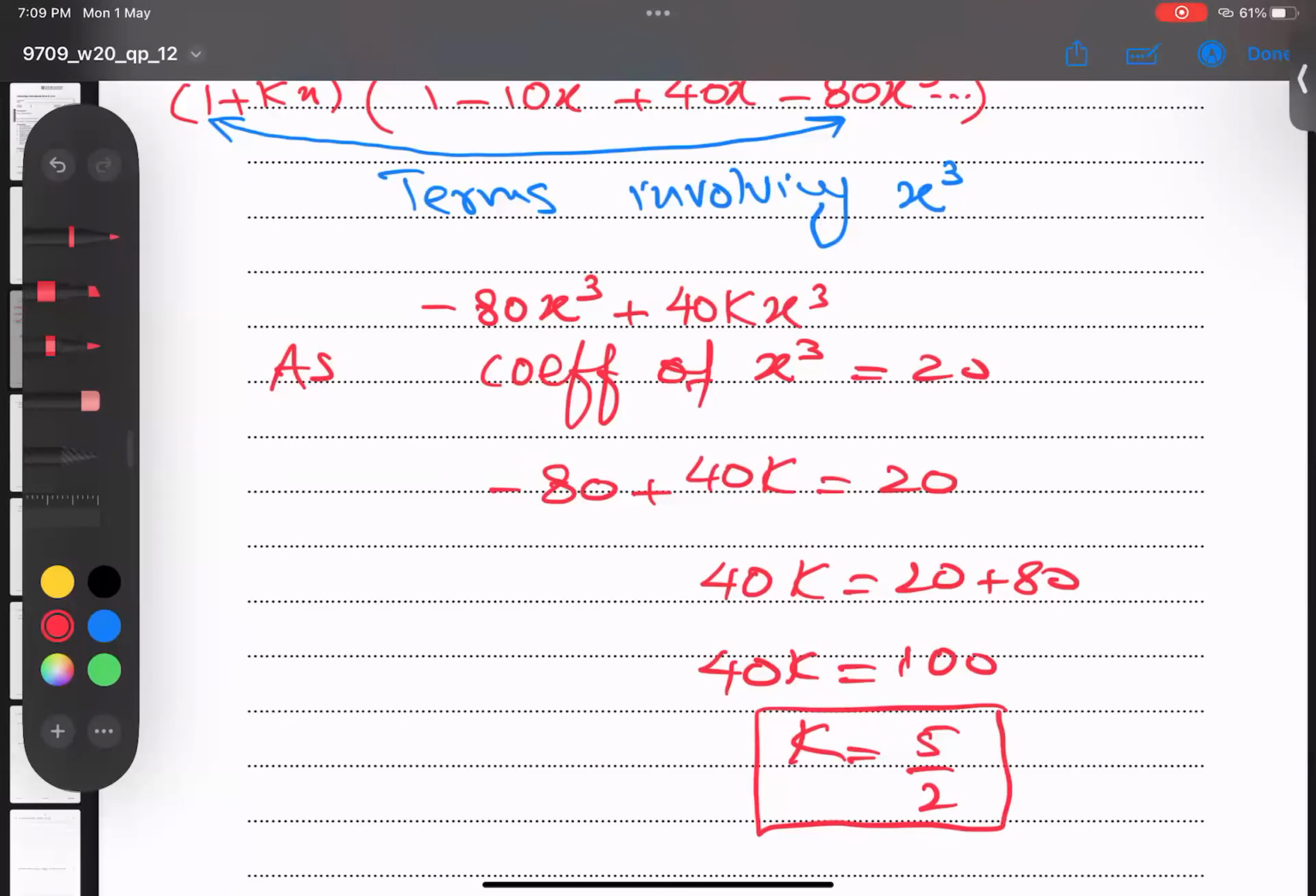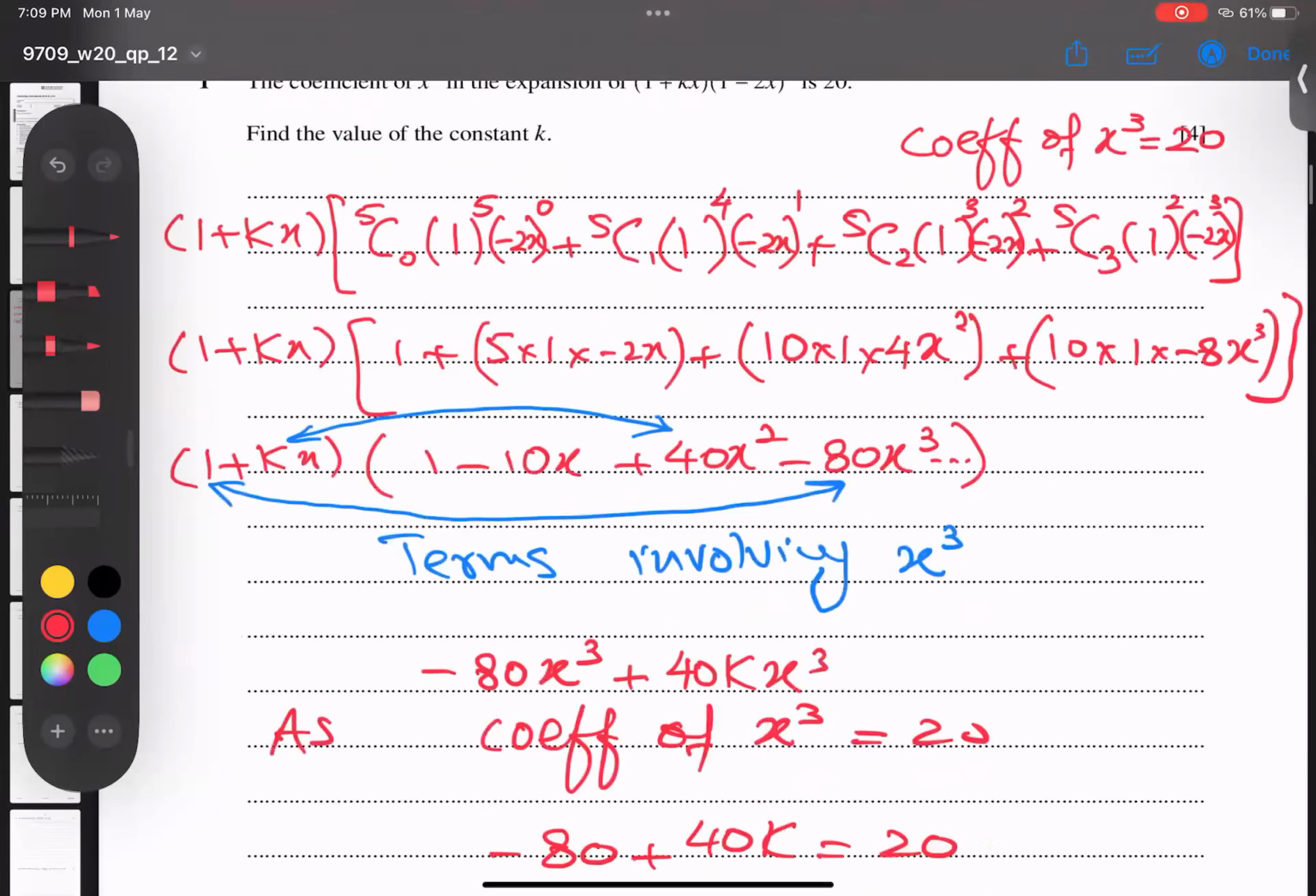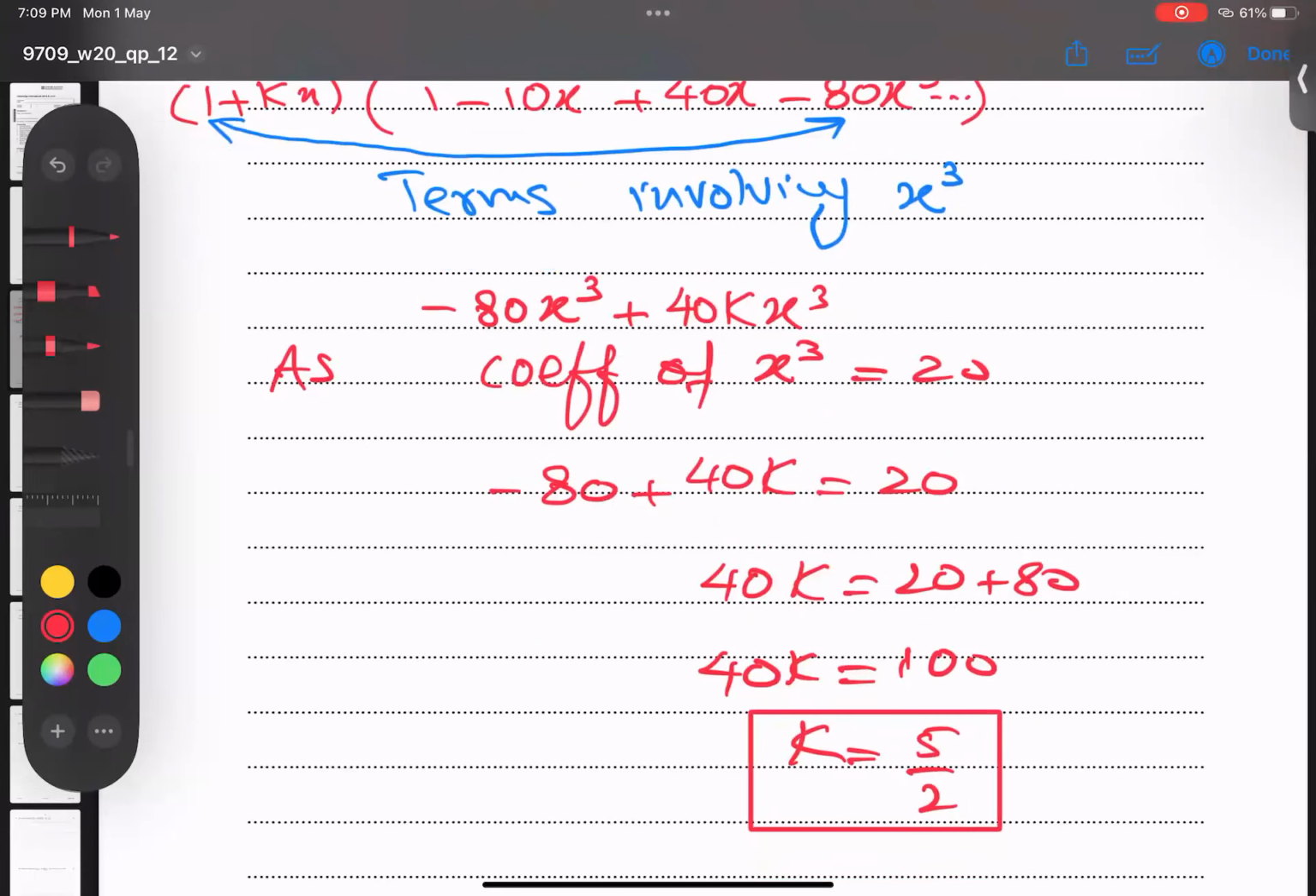So I hope this part is clear. And k is what he was asking us, and we have done the first question. Let's go for question number 2.